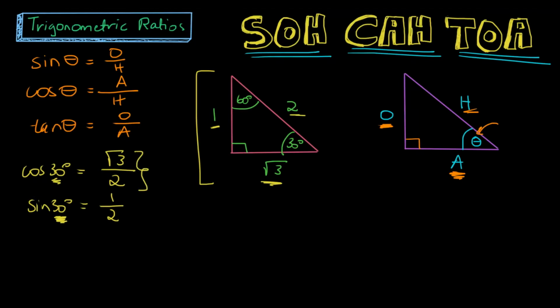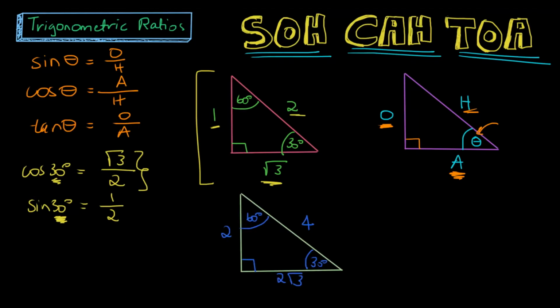And why these are so significant and why we see them around so much is that for any triangle with 30 degrees and 60 degrees inside, the ratio between the opposite and adjacent sides is going to be the same no matter how big or small this triangle is.